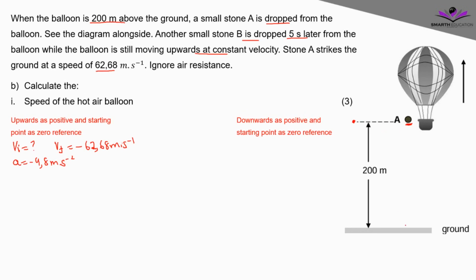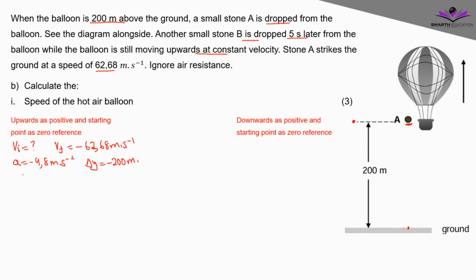By the time it hits the ground, what will be the displacement? We're taking the starting point as our 0 reference, so displacement will be negative 200. 200 is below the starting point, and we're taking upwards as positive, so that displacement is negative 200 meters. And then we look for the equation of motion that we can use. We check our equations of motion.